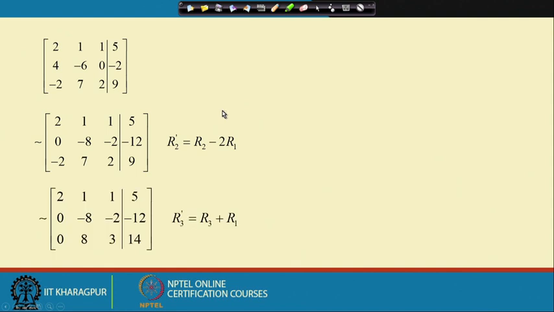We perform the next step in which I have to eliminate this term. So, I add the first row to the third row and get the transformed third row, which is 2 minus 2 0, minus 1 plus 7 is 8, 1 plus 2 is 3, 5 plus 9 is 14, so 0 8 3 14.